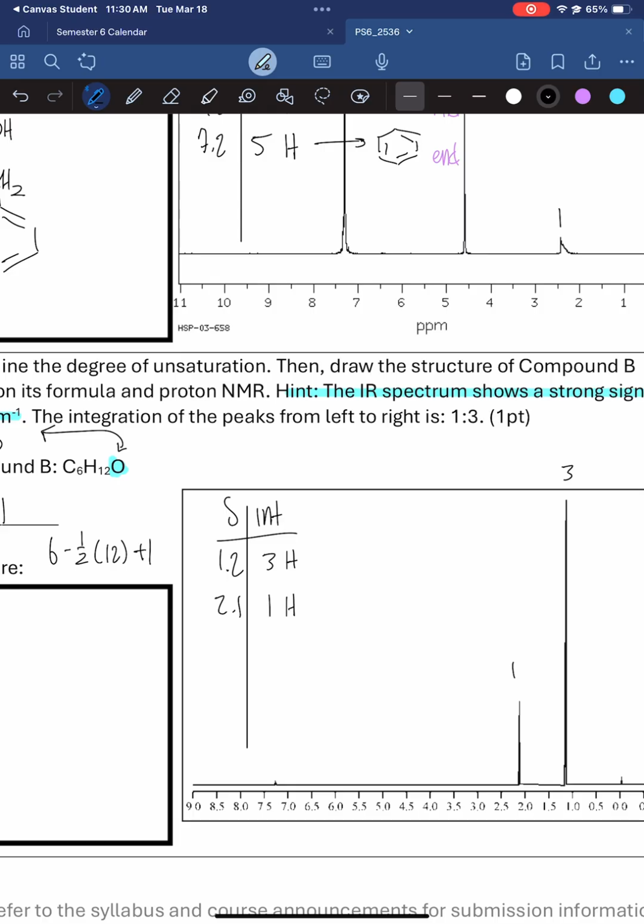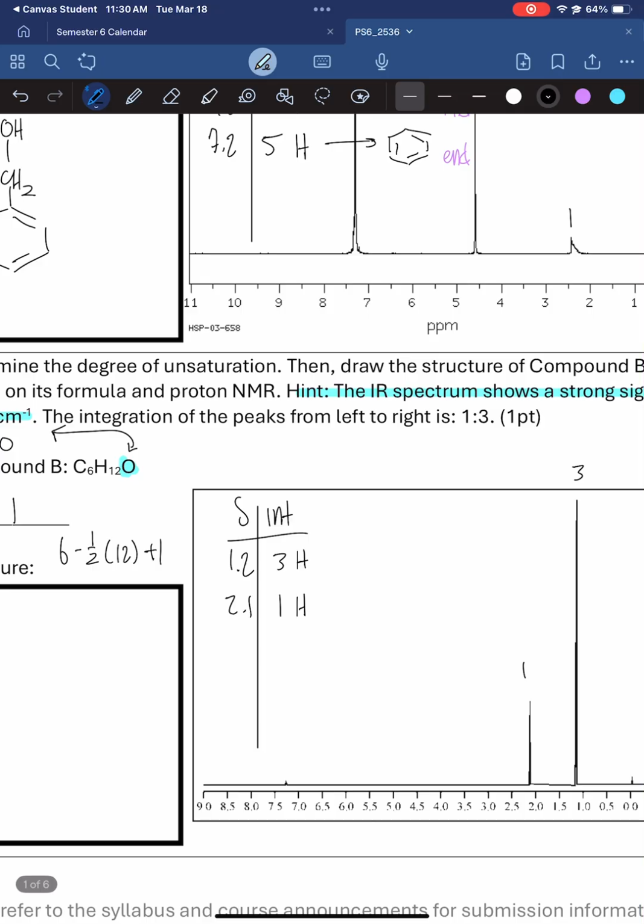Now let's pause and ask ourselves, does our number of integrations match up with the number of hydrogens? And the answer here is no. We have 4 hydrogens in our integration, while we have a total of 12 hydrogens in our compound. So we must multiply everything by a factor in order to scale up, because the machine is giving us the simplest formula.